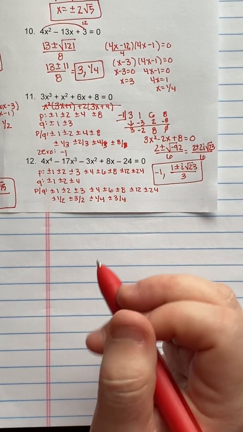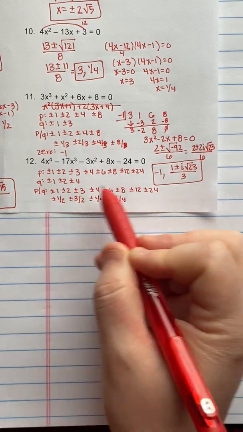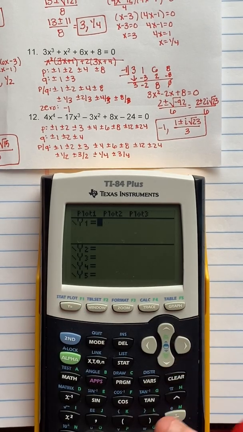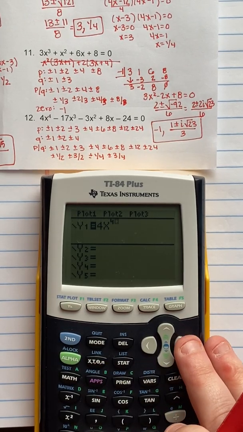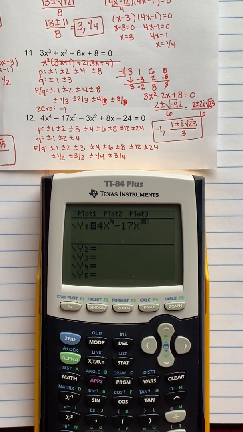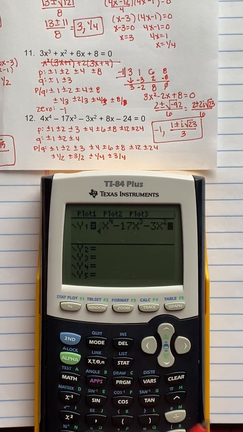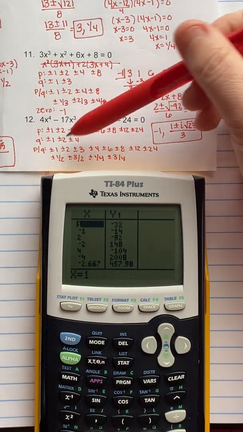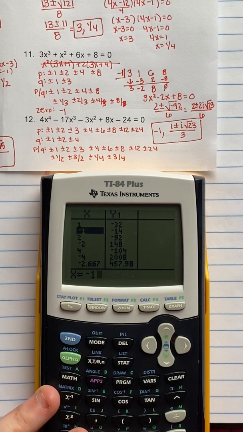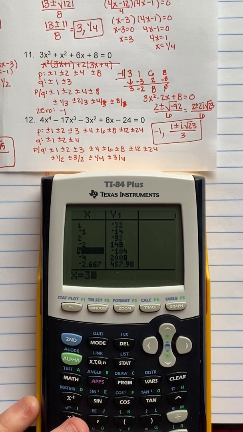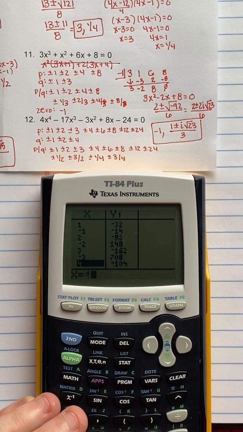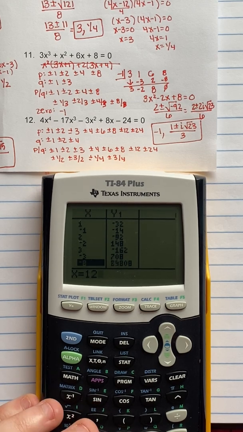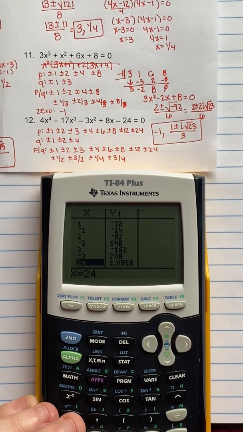All right, my next step is to take all of these rationals and plug them into my original function to see if any of these things work. All right, so back to y equals 4x to the 4th minus 17x to the 3rd minus 3x squared plus 8x minus 24. All right, going to my table, typing all these in. 1, -1 until I get a solution out. 2, -2, 3, -3, 4, -4, 6, -6, 8, -8, 12, -12, 24, -24.